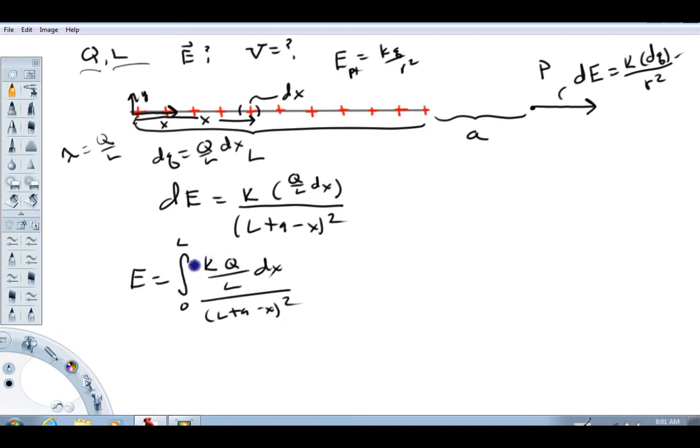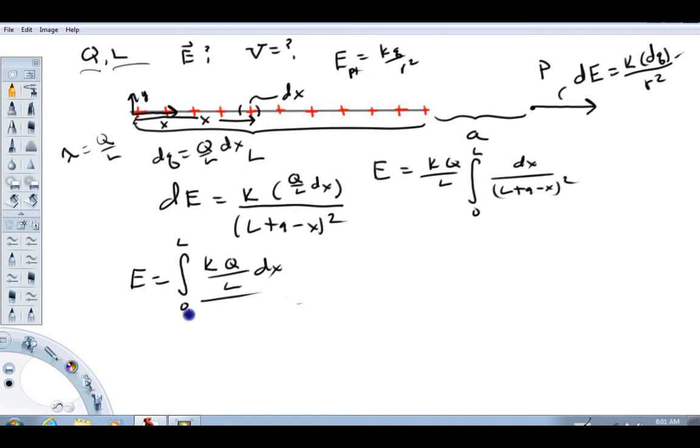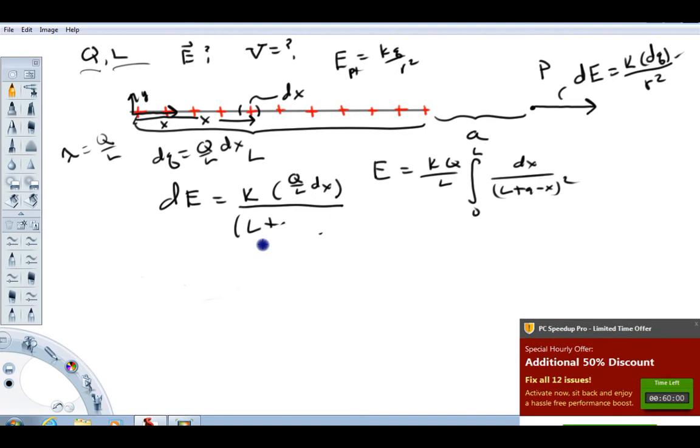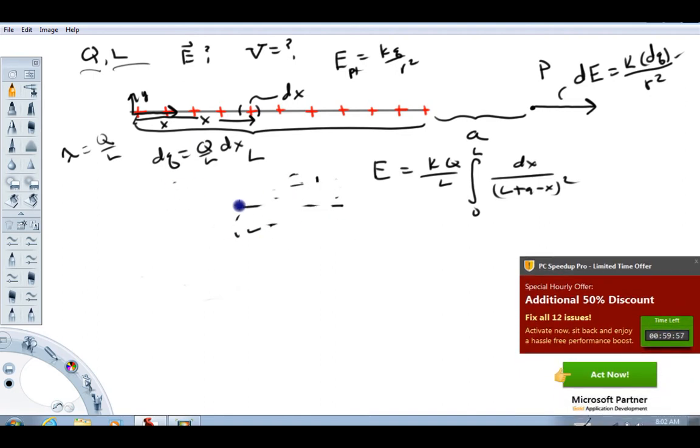Anything that's constant, and looking here, these are all constants, we can pull out. So we can say that the electric field can be written as kQ over L, integral from 0 to L of dx over (L plus A minus x) squared. Now, the rest of the electric field calculation is all math, so I'm going to make myself some room here and talk about just working the integral. If you can work that in your head, that's perfectly fine. I like to do things one step at a time, and I'm going to show the steps to work this.